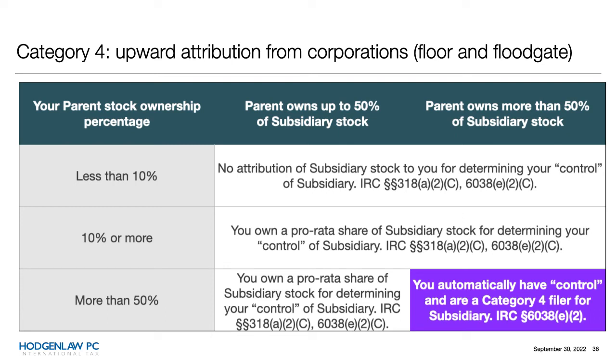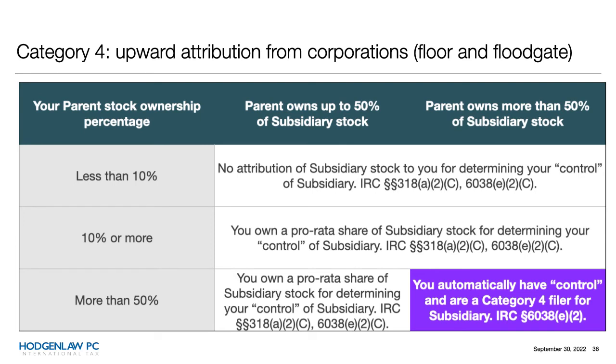When your ownership of parent corporation stock exceeds 50%, then we're hitting this floodgate situation. And the floodgate situation happens only when you own more than 50% of the stock of parent company, and parent company owns more than 50% of the stock of subsidiary. In that case, you have automatic control. You don't even have to do the math. You just have it. And I've given you the citation there from the code for that purpose.